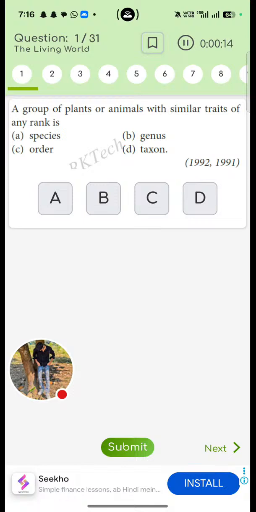A group of plants or animals with similar traits of any rank is: option A, species; option B, genus; option C, order; option D, taxon.